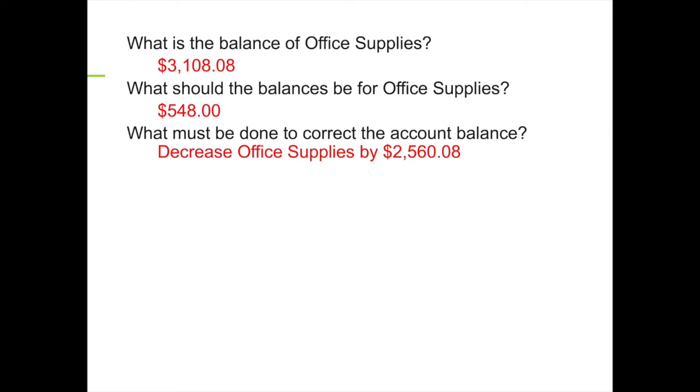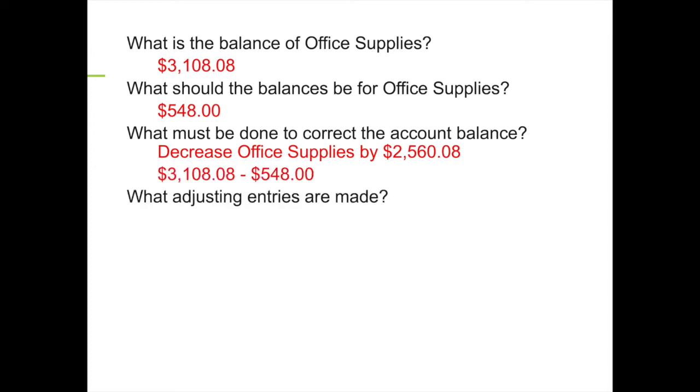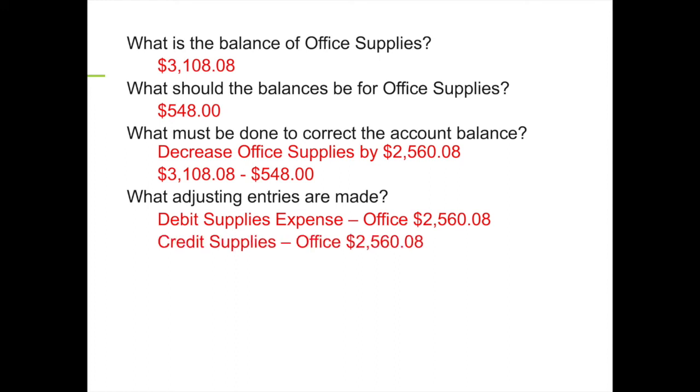$3,108.08 minus $548, and you come up with $2,560.08. What adjusting entries are made? You are going to debit supply expense because that account is going up by $2,560.08, and you're going to credit supplies because that is going down by the same amount.